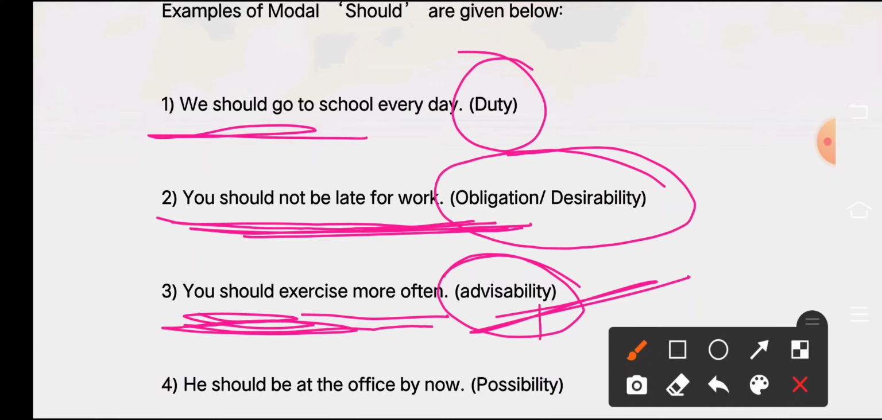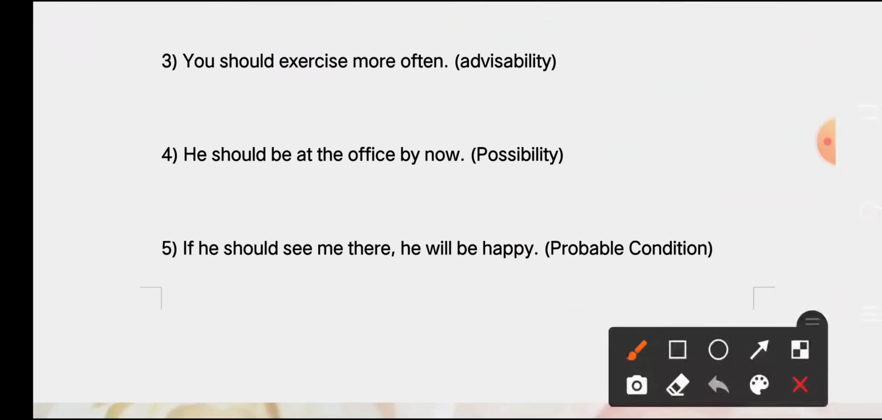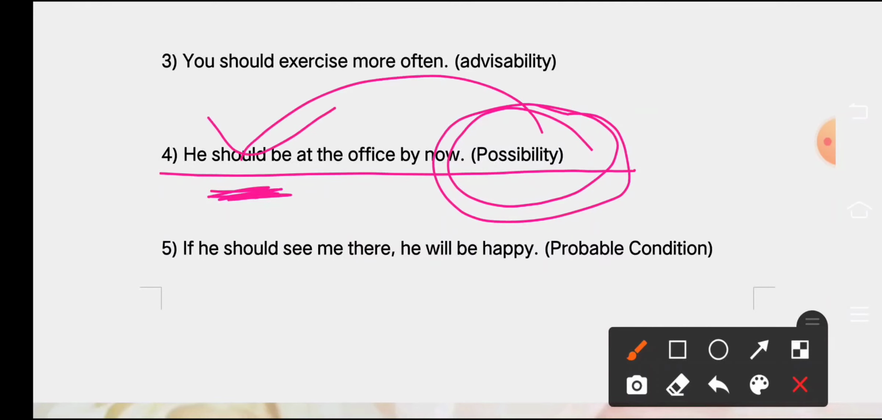Next is: he should be at office by now. So this is telling us possibility, right? If you want to show possibility, that maybe he will be at the office, so he should be at the office by now. He must have reached the office by now. So this is possibility. So here also we have used should.